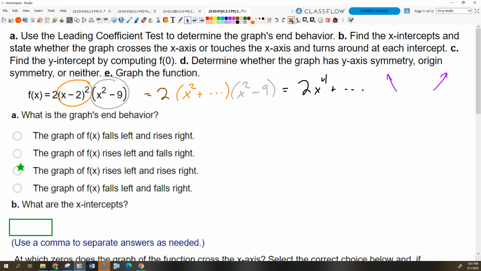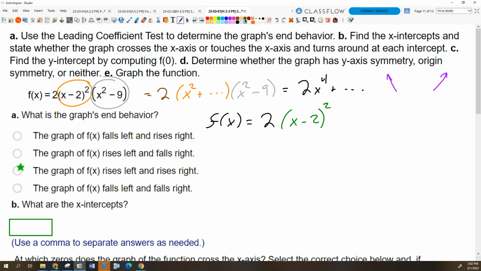That works. Okay, what are the x-intercepts? Now, to find the x-intercepts, there's a couple ways I could do this. I mean, I could just set those factors equal to 0 and solve. But if I want to use multiplicities, I'd have to keep going with those a little bit. So I've got my 2, and then I've got my factor x minus 2 squared.